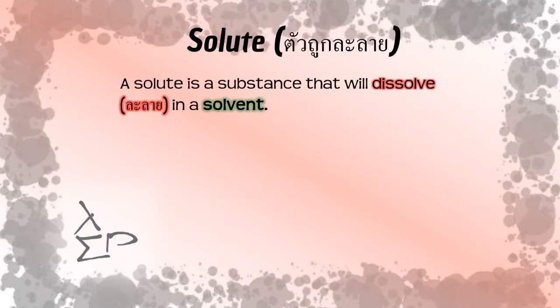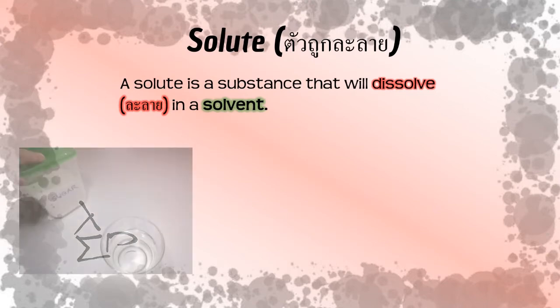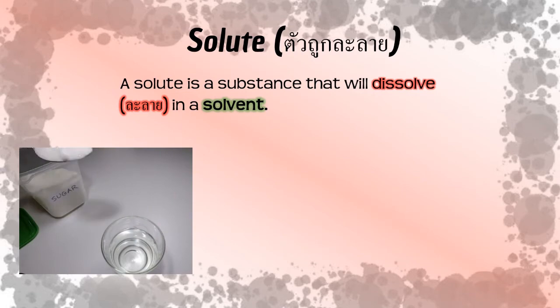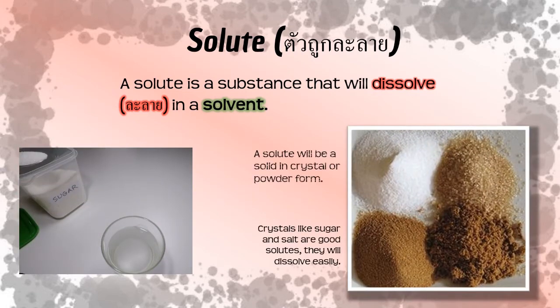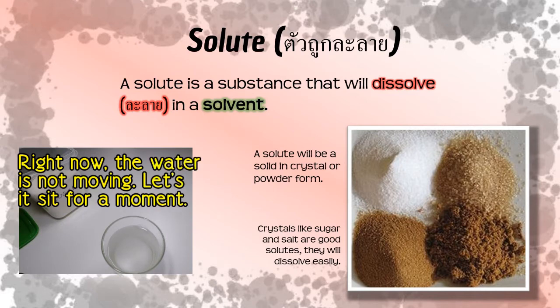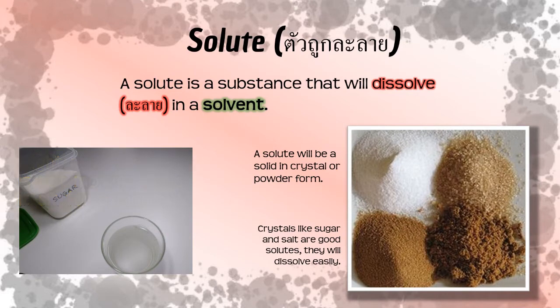Solute. A solute is a substance that will dissolve in a solvent, and we are going to see this process in action as we talk. Solutes are always solids, but they will usually come in a crystal or powder. When you put the substance into a liquid, for example water, the solid will slowly start to disappear into the liquid until you cannot tell that there is anything in the liquid at all.